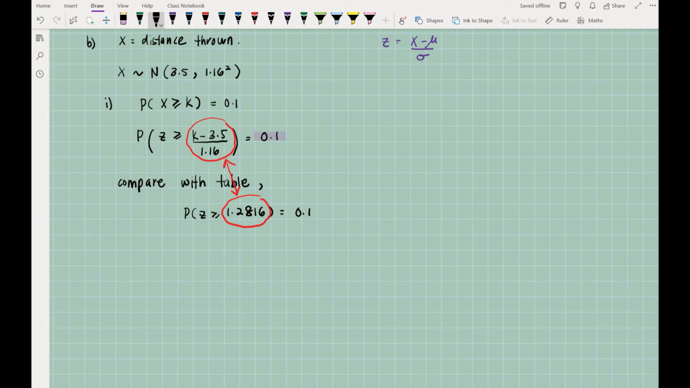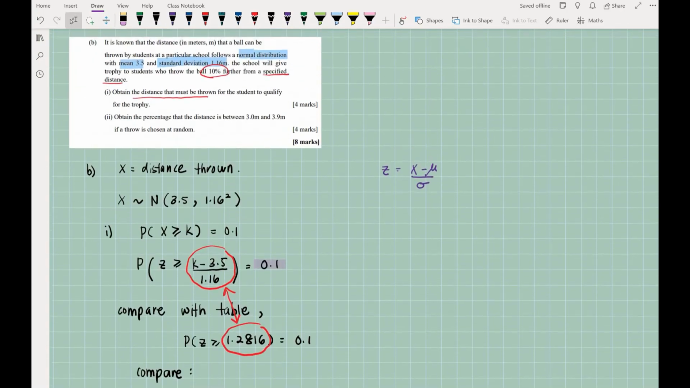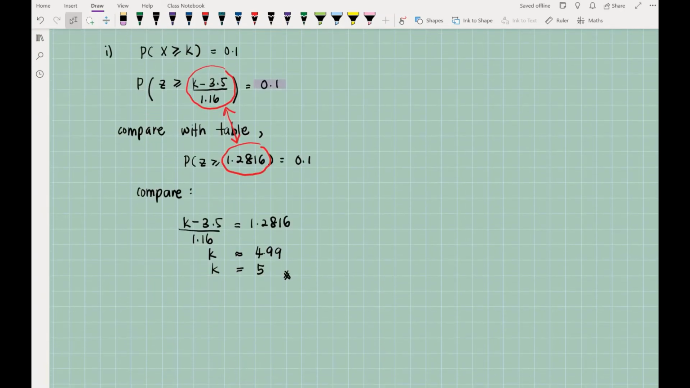Yang mana that tells me, K minus 3.5 over 1.16, that is equal to 1.2816. So by using standard algebra yang you dah belajar, kita akan dapat K is approximately equal to 4.99, yang mana from there kita boleh assume K mesti sama dengan 5. Okay, so dari sini kita telah pun jumpa the distance that must be thrown untuk student tersebut qualify for the trophy adalah 5 meters.